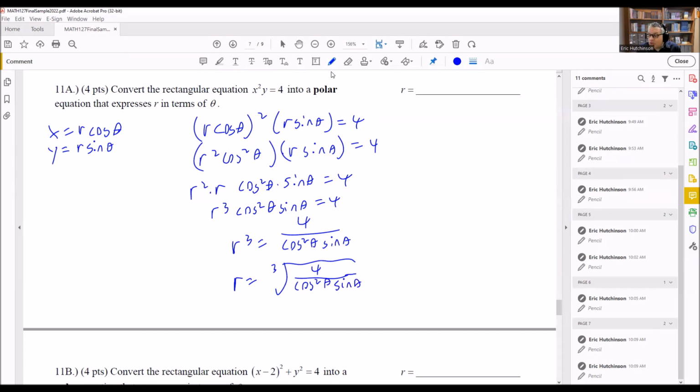Now, you could leave your answer like this. You could change these into identities, but it's not necessary. All it's asking you for is r in terms of theta, and we do have that here. So 4 over cosine squared theta and then sine theta, all under the cube root. All right, so that would complete that one.